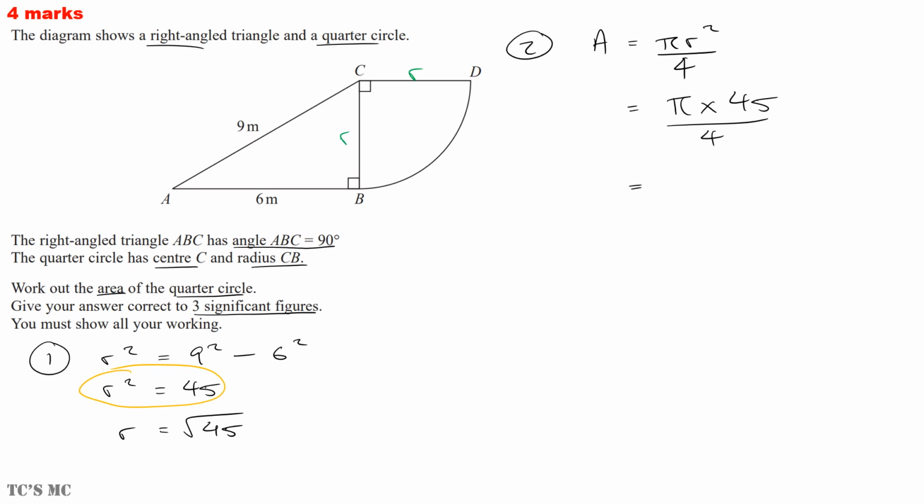If you type that in, it comes out as 35.342 and it goes on and on. The question says to round it to 3 significant figures. We have 1, 2, 3, draw the wall. 4 is less than 5, so we will say the answer is 35.3 square meters. And for writing this, we now have a 4th mark.